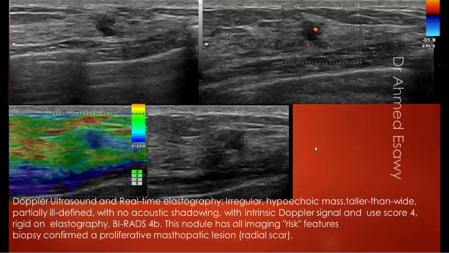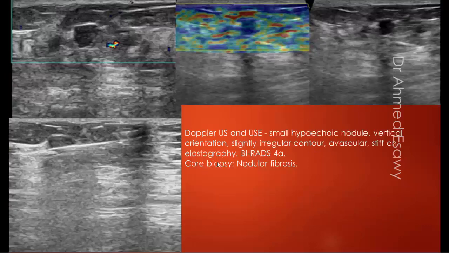Finally, it's radial scar. Ultrasound and elastography show a small hypoechoic nodule with vertical orientation, slightly irregular contour, avascular, stiff on elastography, classified as BI-RADS 4A, biopsy confirmed nodular fibrosis.